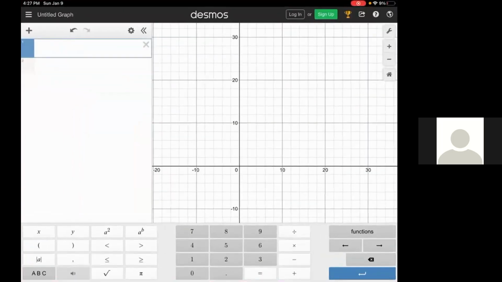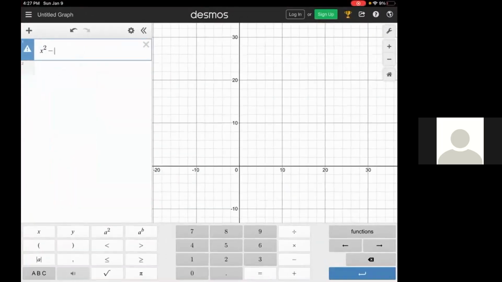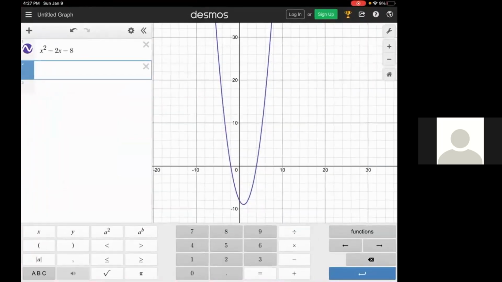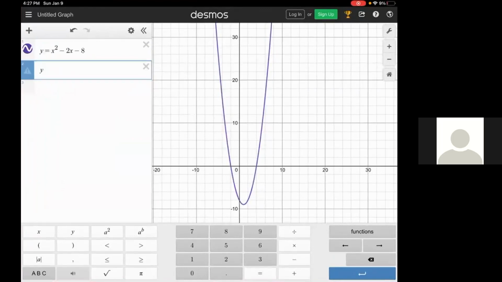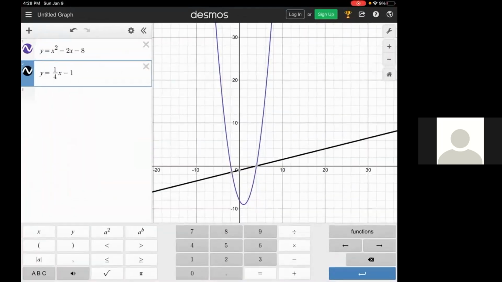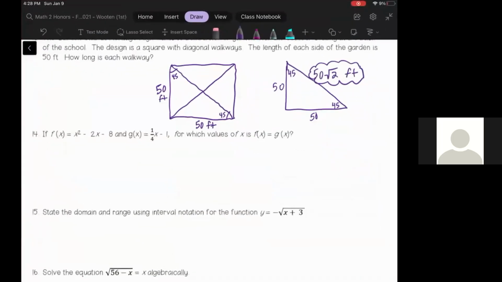Let's graph this. X squared minus 2x minus 8. And then the other equation is 1/4 x minus 1. And let me do this with better practice. Let me put y equals at the front of both of these. Okay. Y equals 1/4, move to the side of that fraction, then put my x, 1/4 x minus 1. And then I go look for the places where they intersect. So negative 1.75 and 4 are my two solutions.